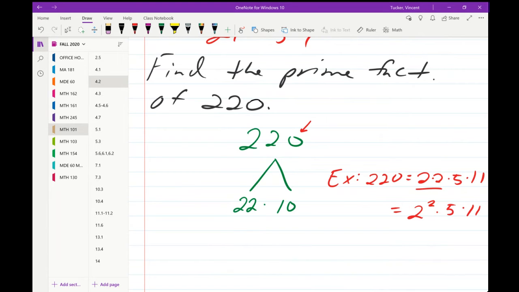All right. Then 10, we know is 2 times 5. 22 is 2 times 11. All right. Questions before we look to finish it off? And you know you're finished when you look at the end of each branch and you see a prime number at the end of each. So 2, 11, 2, and 5 are all 4 prime numbers.